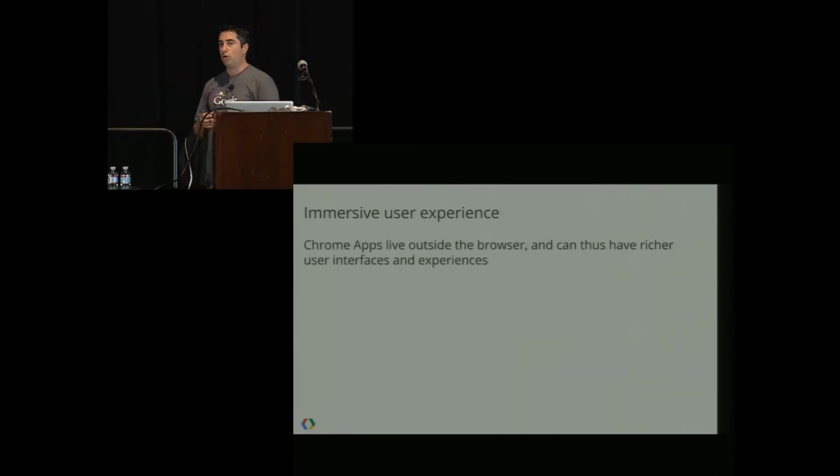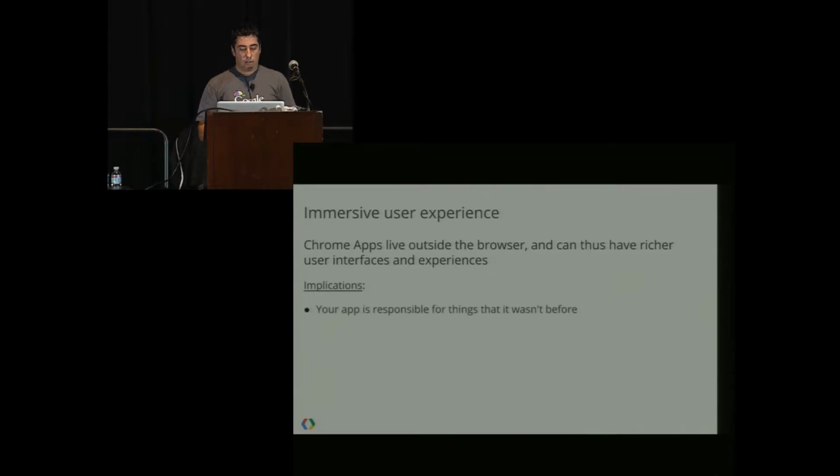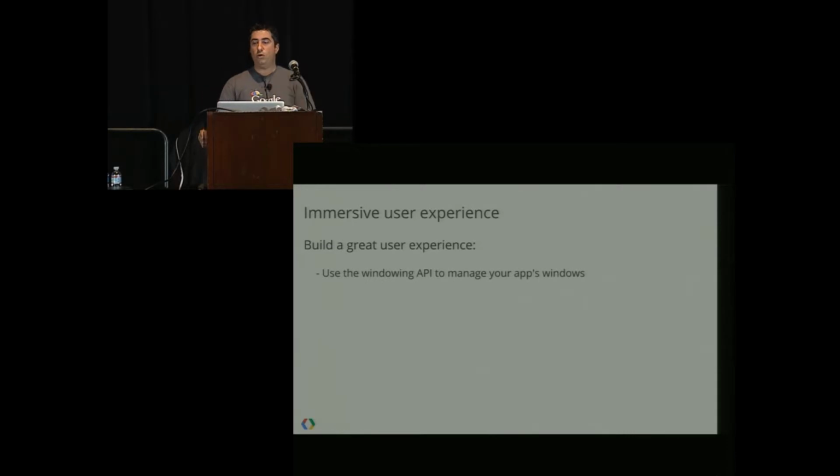All right, let's talk a little bit about user experience. So I showed this earlier: Chrome apps live outside the browser. They can have rich UIs. But what that means is that in this new world where you're building apps and not pages, your apps are responsible for things that they were not responsible for in the past. And I'll give some examples, but users essentially have different expectations of how apps are going to work versus a website. So we give you a windowing API to manage your app's windows.